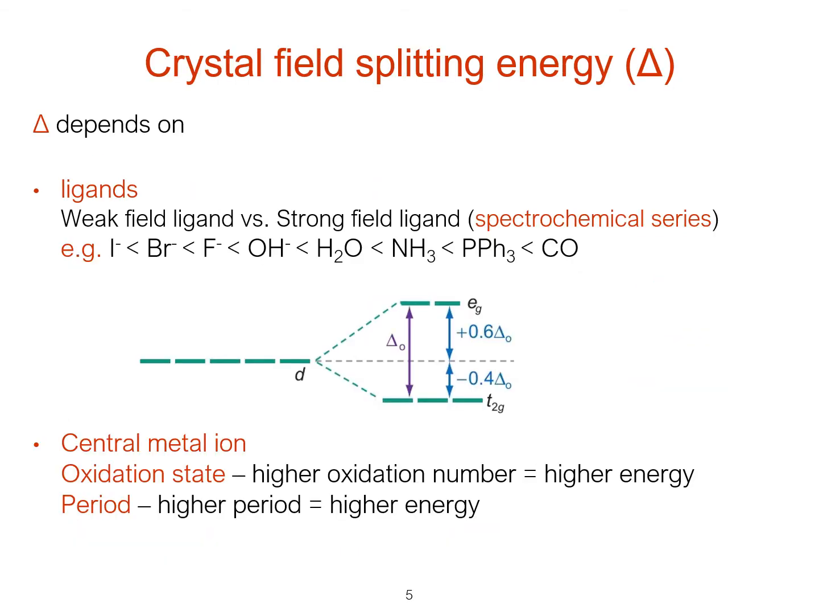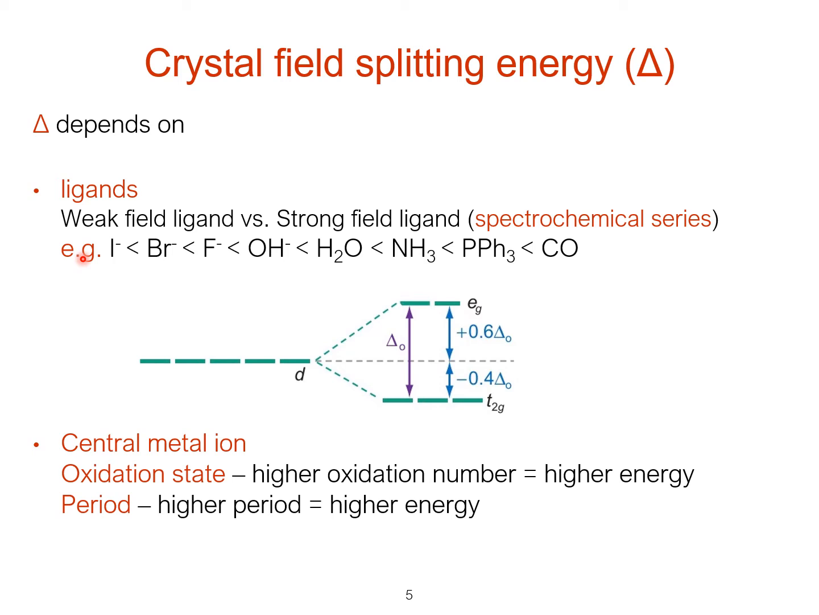The crystal field splitting energy, this delta O, so the gap between the T2G and EG orbitals, is really important, and we'll see in the later slides and in the following videos that when we're adding electrons to these orbitals, it helps govern where they'll go. And it depends on a number of things. So it depends on the ligands. We've got this thing called the spectrochemical series, and I don't require you to know the order of ligands in the spectrochemical series. I'll give it to you in an exam if you need to know it.